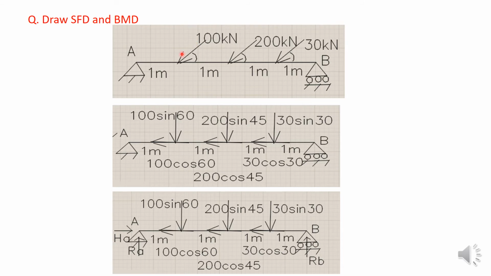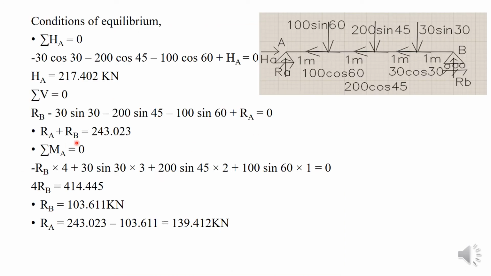So the vertical components will be 100 sin 60 here, 200 sin 45, and 30 sin 30 here. So apply the conditions of equilibrium, that is RA plus RB equal to 100 sin 60 plus 200 sin 45 plus 30 sin 30. Then sigma MA equal to 0 implies minus RB into 4, plus 100 sin 60 into 1 plus 200 sin 45 into 2 plus 30 sin 30 into 3, equal to 0, and then you will get RB as 103.61 kilonewton, RA as 139.412 kilonewton. Okay, we don't need to consider the horizontal forces.